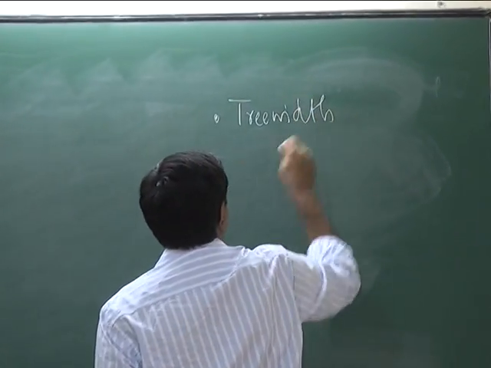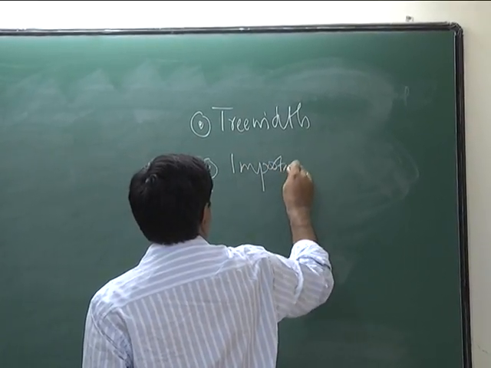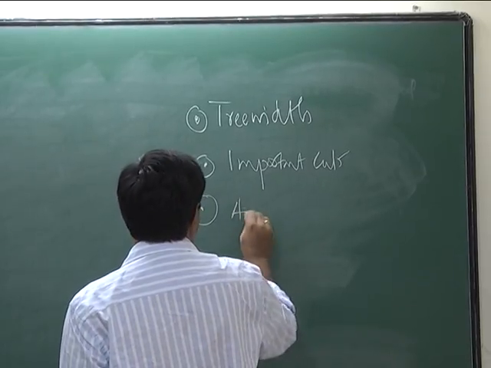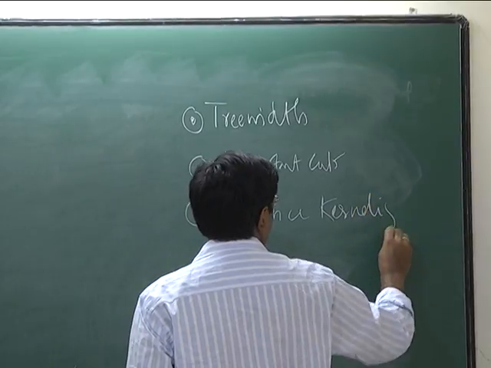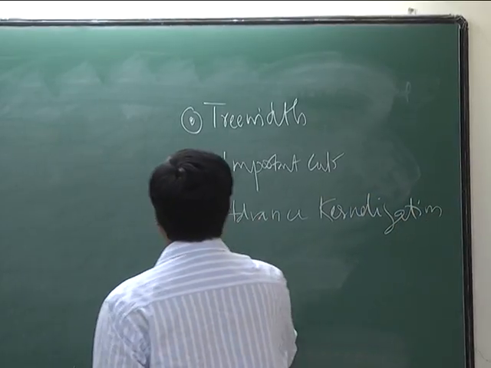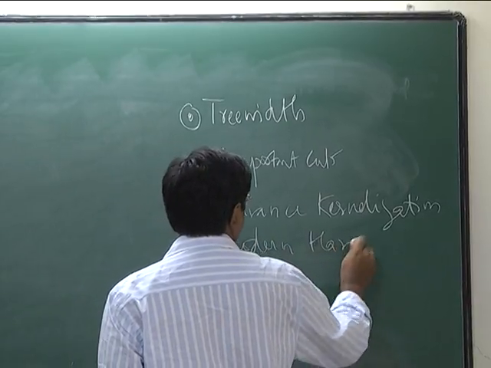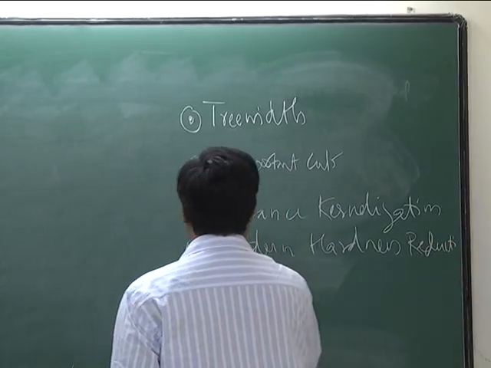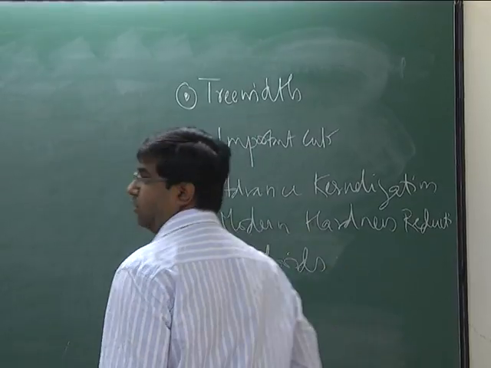Treewidth, what I call important cuts. Then you will see some advanced kernelization, and what I call modern hardness reduction. And finally, we will see some lectures on matroids-based algorithms for this.